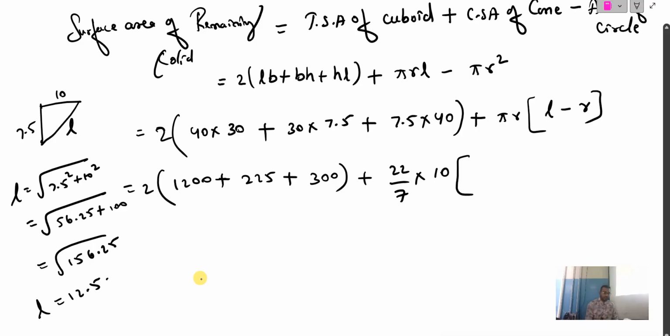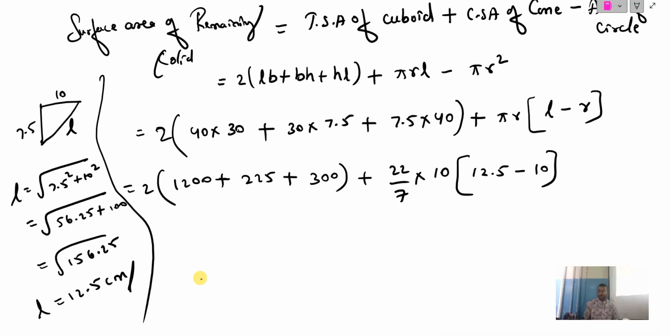Now 2 into 1725. 3450 plus 22 by 7, which is 3.14, into 10 into 2.5. Correct? This entire value. Isn't it? Yes, right. Understood or not? Yes, sir. 3450 as it is plus 3.14 into 10 into 2.5.